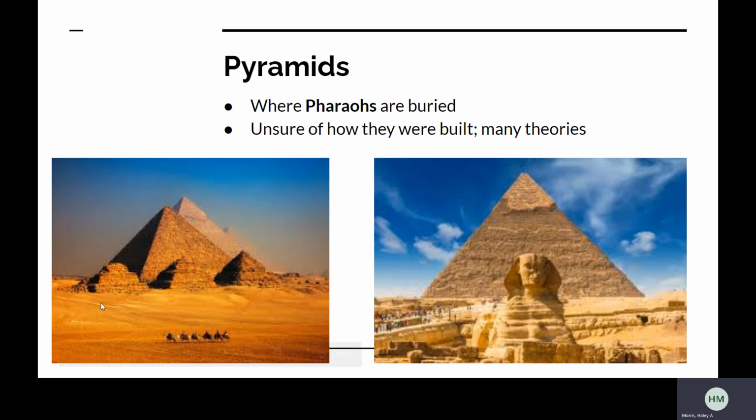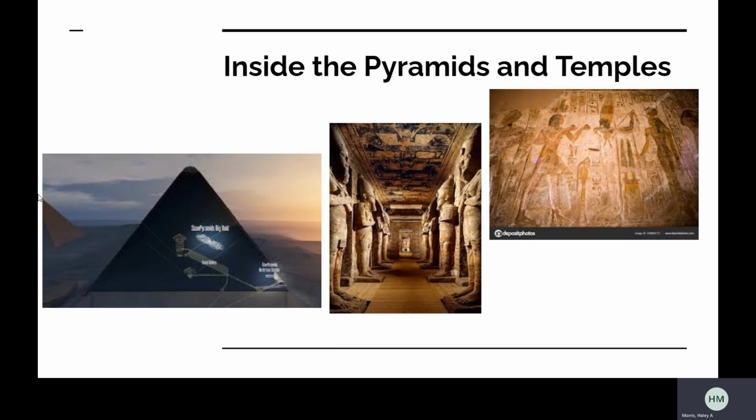These are very heavy pieces of stones that the Egyptians had to be able to use to build the pyramids. And so they're not quite sure how these were built. They can't say with 100% certainty, but there are several theories about how they were built. So these are some images within the pyramids and temples.